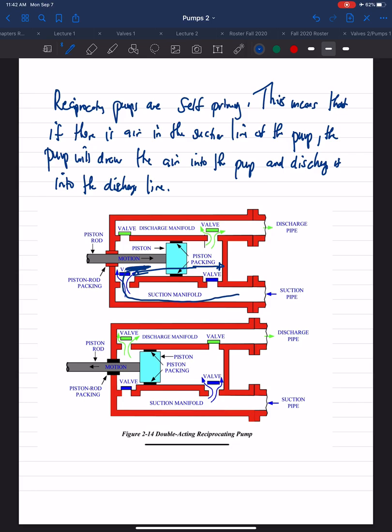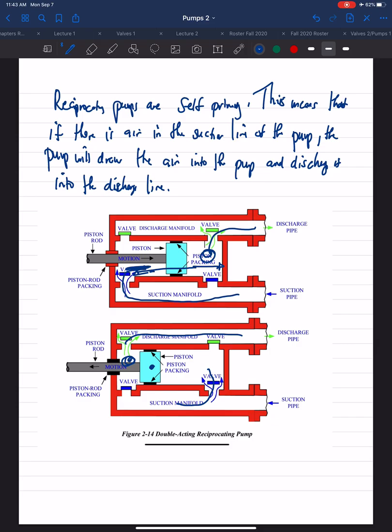As the piston moves to the right, inlet flow can fill this side of the chamber. But as it moves to the right, it's pushing the fluid that was in this side of the chamber out to discharge. Now, once the piston slides back to the left, the fluid that was over here in this side of the chamber can now discharge, and then fluid can enter back in this chamber.